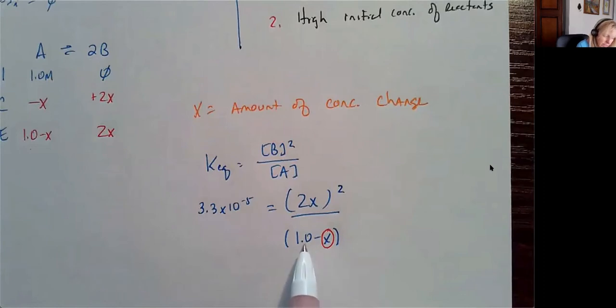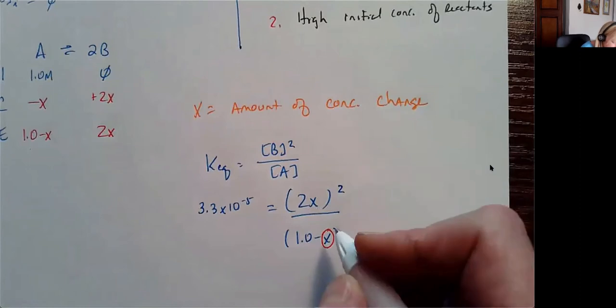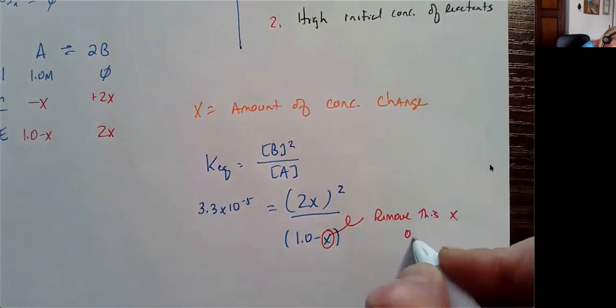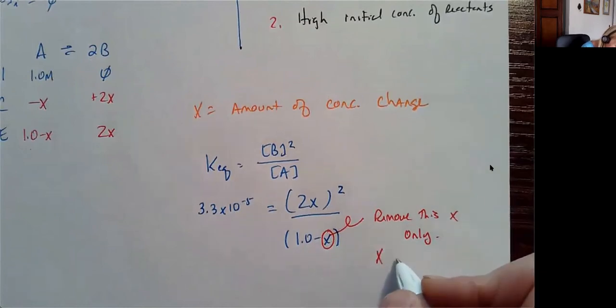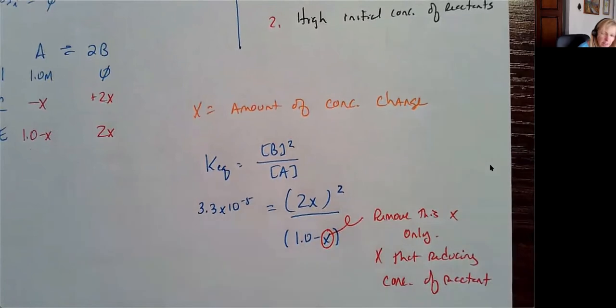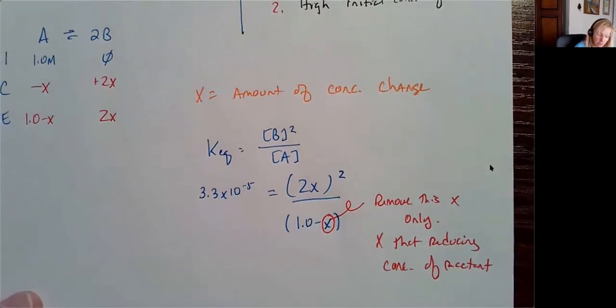So this is not going to change appreciably. This is going to change. So I'm going to leave my x up here. But this just allows me to remove this x only. So this is the x that's reducing the concentration of my reactant. That x I can remove. And when I do that, what you see is that it greatly simplifies this equation.